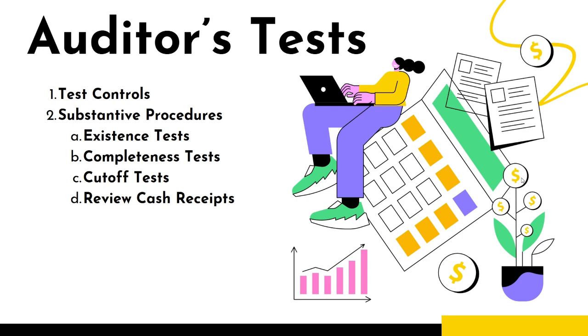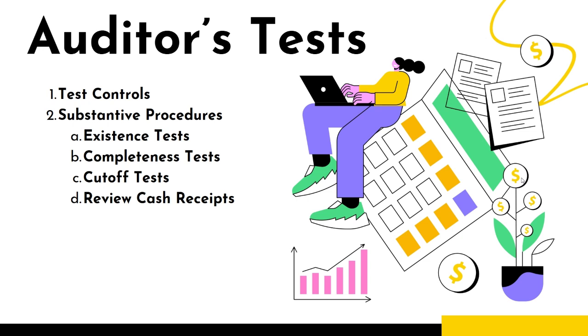Then moving into our substantive procedures, here we could do some existence tests, such as picking recorded sales in the accounting system and then tracing them back to the shipping documents to confirm that those goods were actually shipped. On the completeness side, kind of the opposite side of that coin, we could choose some shipping documents and trace those forward to see if they were actually recorded as sales and ensure that no shipments are left out from revenue.